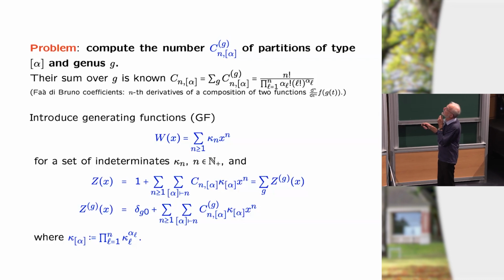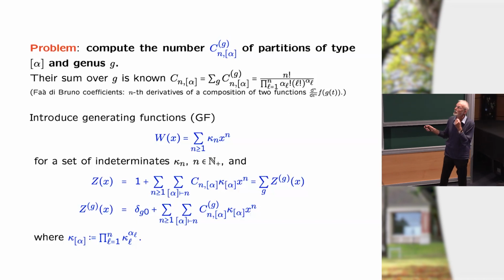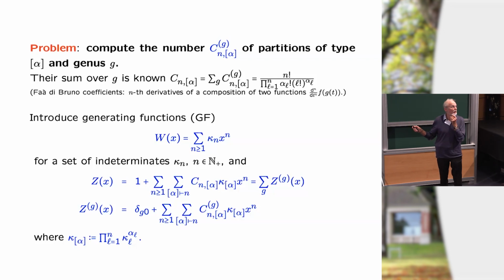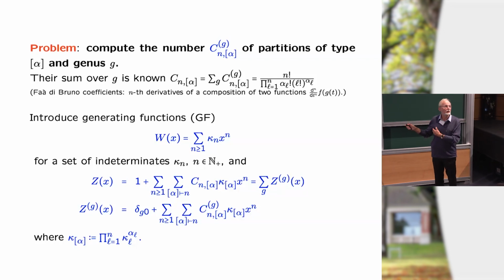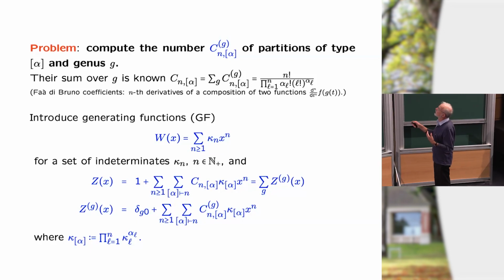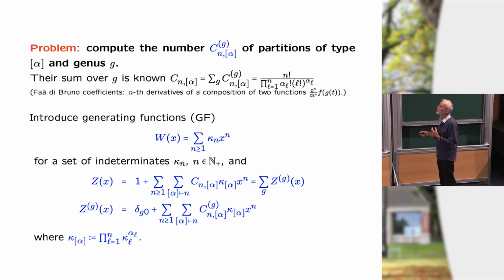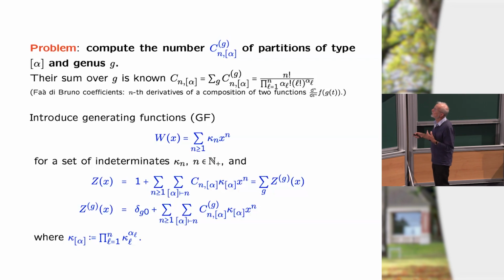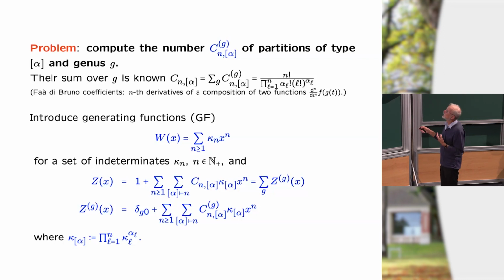For given alpha, that's a classical problem, and these numbers are the so-called Faà di Bruno coefficients. Those are the coefficients that you encounter when you take multiple derivatives of a composed function. Okay. But what we want is to find these numbers for individual g's. Now, to do that, I'm going to introduce generating functions.